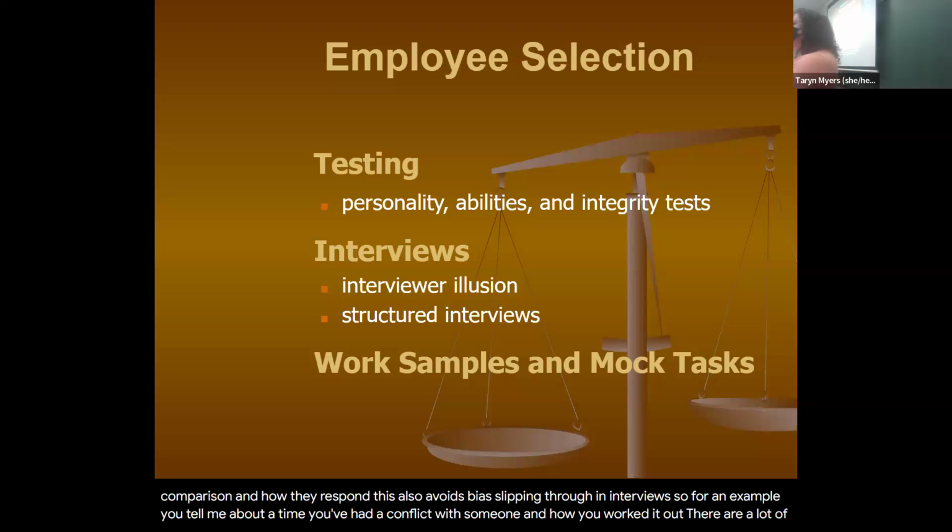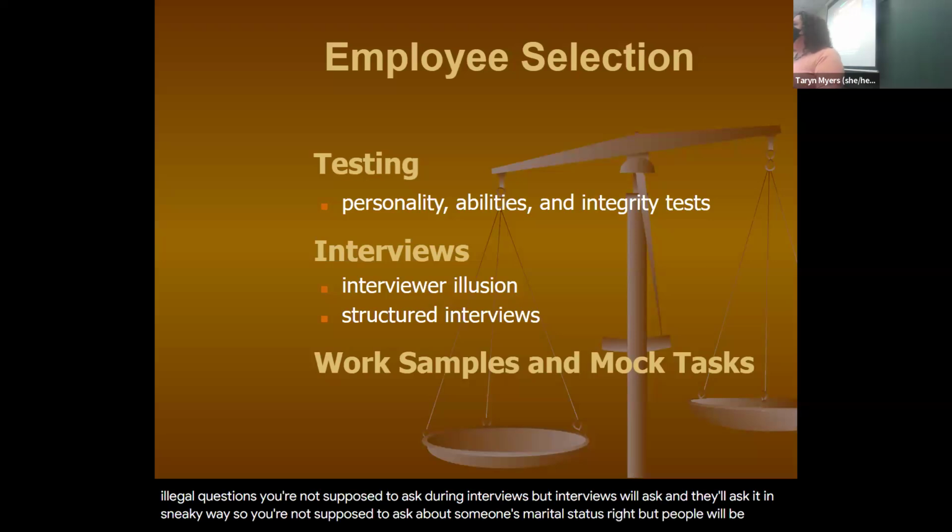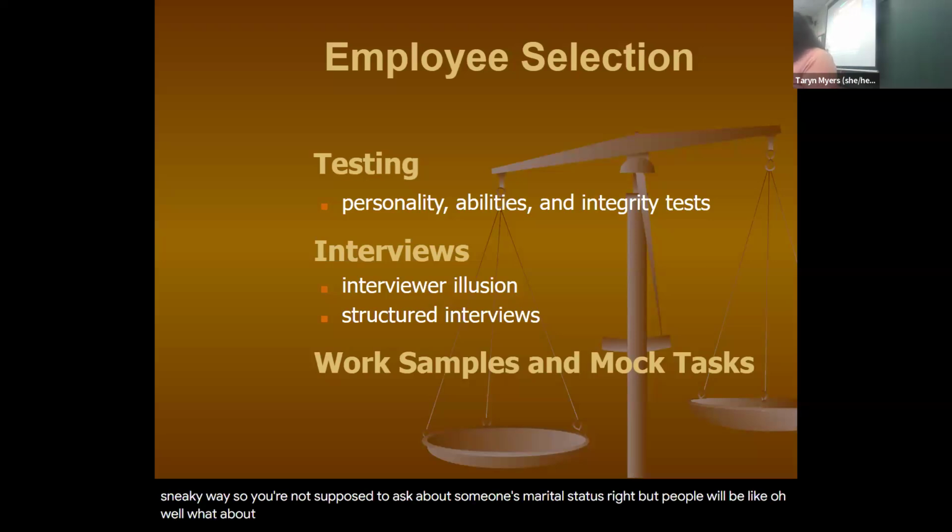There are a lot of illegal questions you're not supposed to ask during interviews, but interviewers will ask. And they'll ask it in sneaky ways. So you're not supposed to ask about someone's marital status, right? But people will be like, oh, well, what about your spouse? What will they do if you move here?